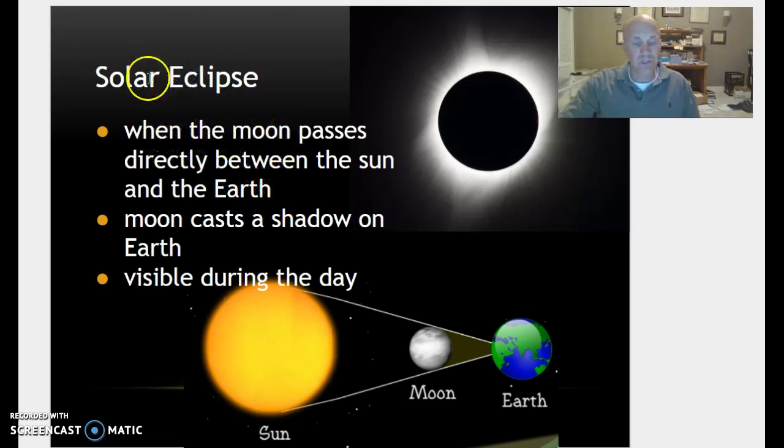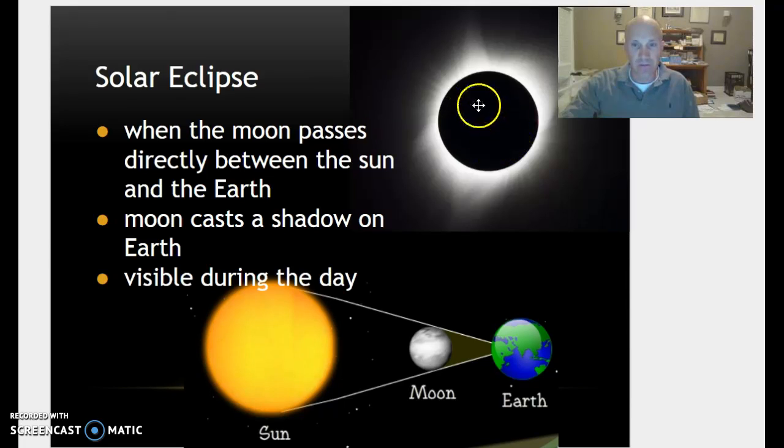So, solar eclipse. Hopefully you've heard of a solar eclipse. A solar eclipse happens when the moon gets in between the sun and the Earth. If we were looking at the sun, normally it's out there and visible, but if the moon were to pass directly in front of the sun, which doesn't happen all that often, you would have what's called a solar eclipse.